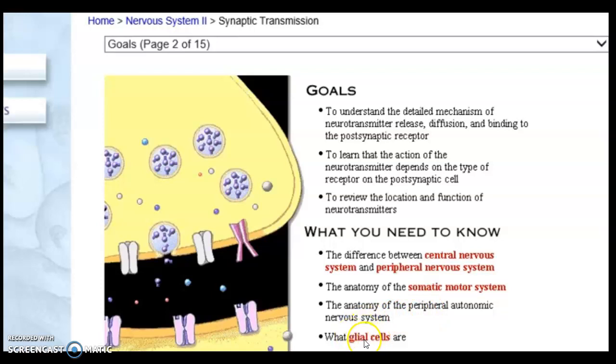Then finally, we need to understand what glial cells are. And of course, they are the support cells. They are the nervous tissue support cells that support what the neurons are doing. A Schwann cell is something we talked about in the past as a good example of that. Of course, the Schwann cell is what became the myelin.